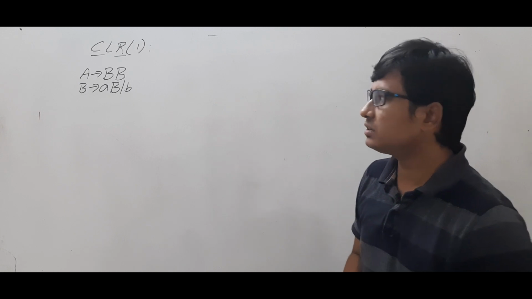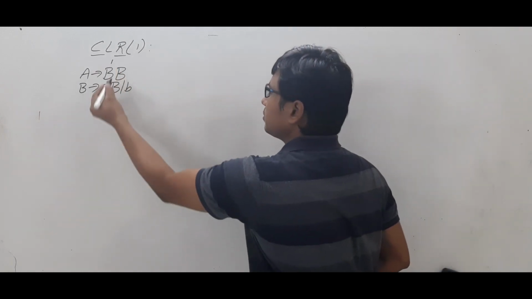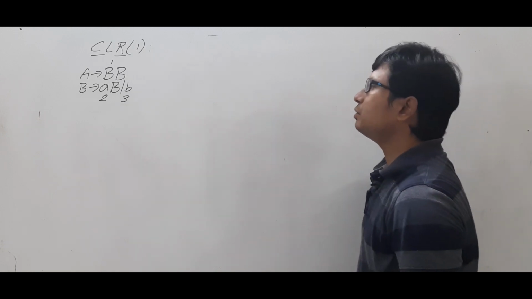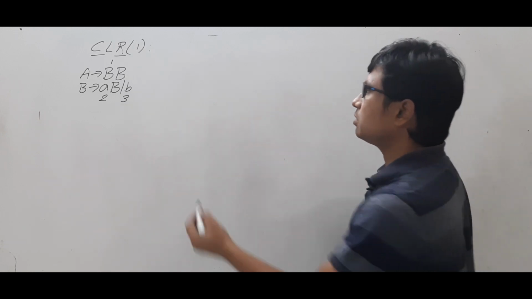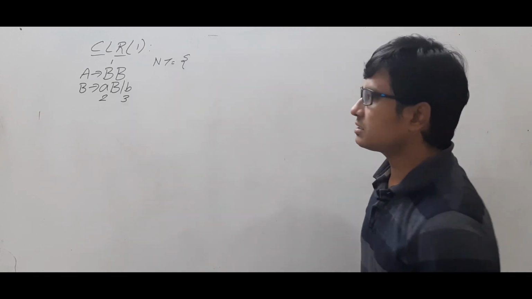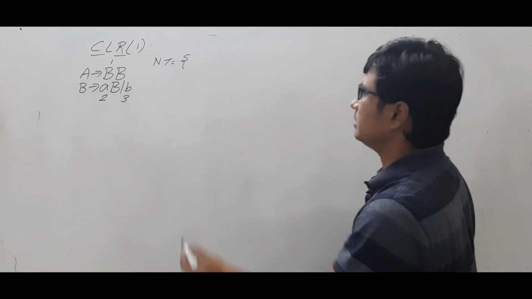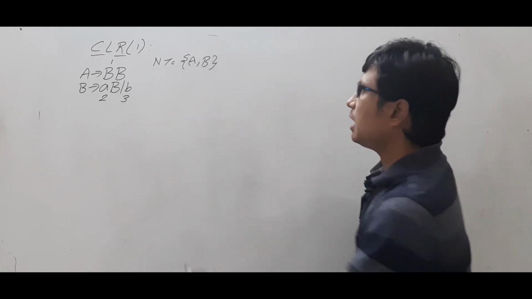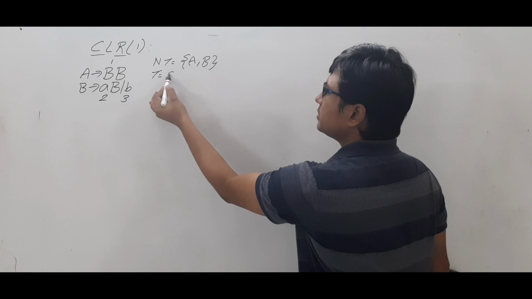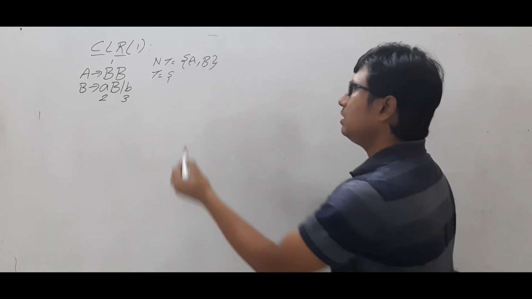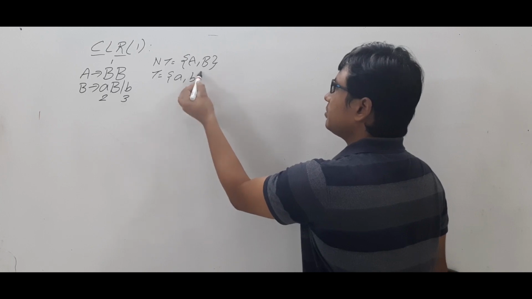So in total we have 3 productions. This is production number 1, production number 2, production number 3. Now we need to identify the non-terminals. What are the non-terminals in the grammar? The non-terminals are the symbols on the left hand side, which are A comma B. Will you agree with me? And what are the terminals? The terminals are the symbols on the right hand side other than the non-terminals, which are a comma b.